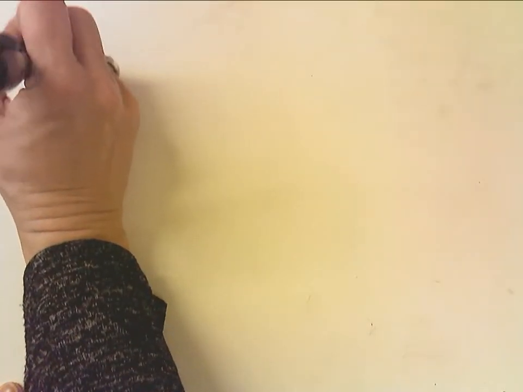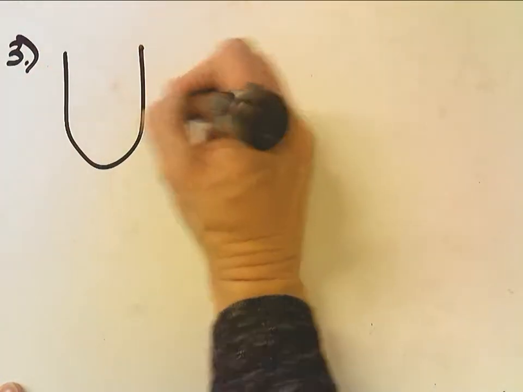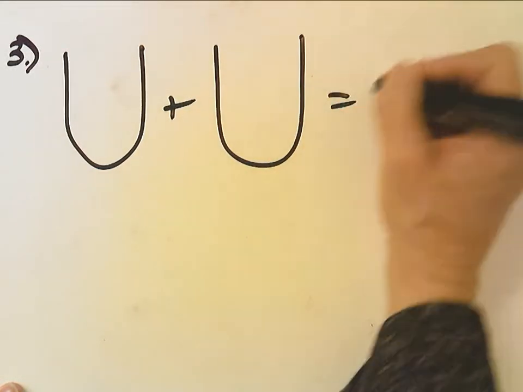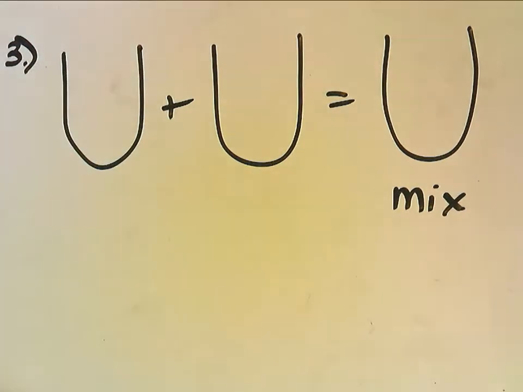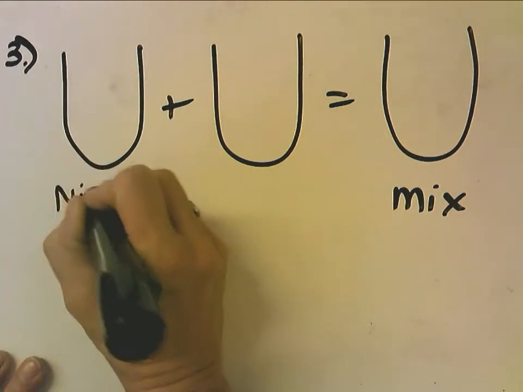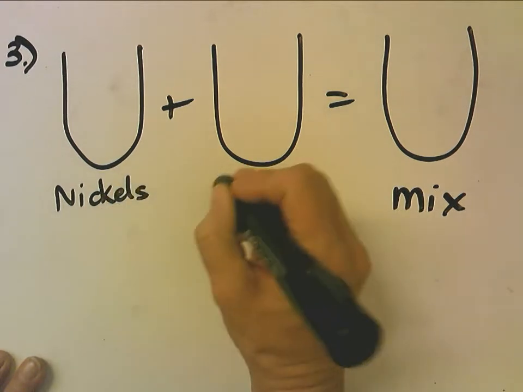Sometimes, and if we look at number 3, sometimes you mix things that when mixed can't necessarily have a unit cost. So this says Becky has $2.35 in nickels and dimes. So I know I'm mixing nickels and dimes.